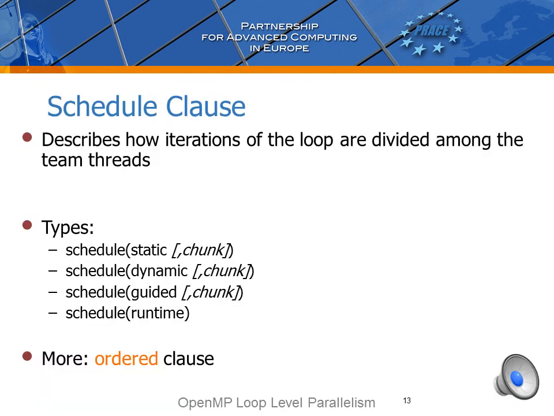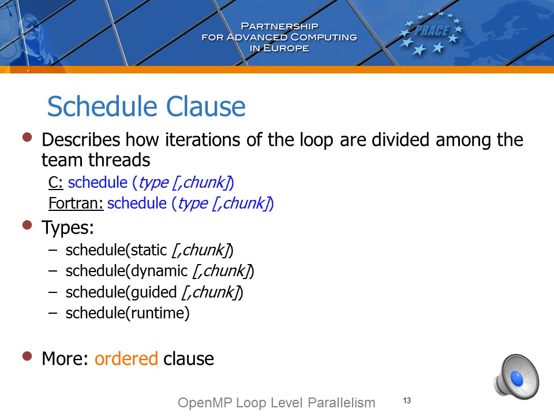The schedule clause is used only within the OpenMP loop construct. It describes how iterations of the loop are divided among the threads in the team. Type here denotes the kind of scheduling, and chunk stands for the size of iterations. Chunk value must be an integer. There are basically 5 scheduling types.